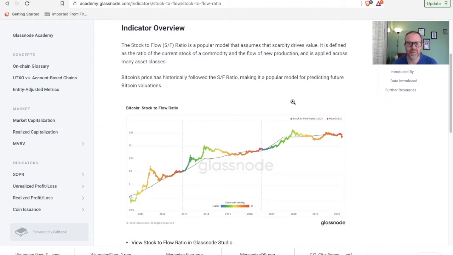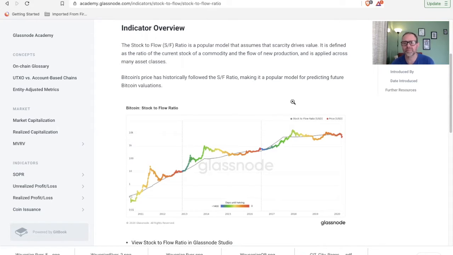When we talk about models, you talk about assumptions, because that's how you make models of things. You can't make models without making assumptions. So just to be clear, that word assumes isn't them saying, well, it probably does. Assumes means this is the basis of their model. Anyway, it says it is defined as the ratio of the current stock of a commodity and the flow of new production, and is applied across many asset classes.